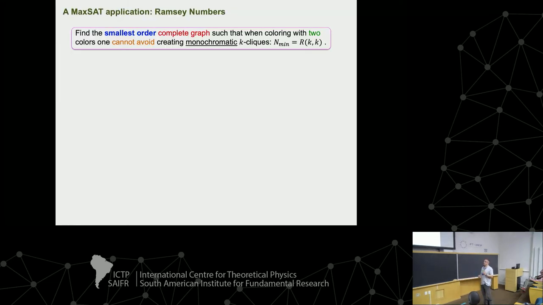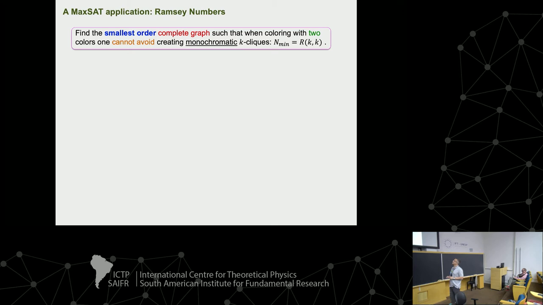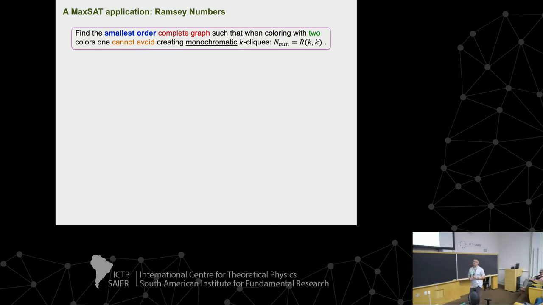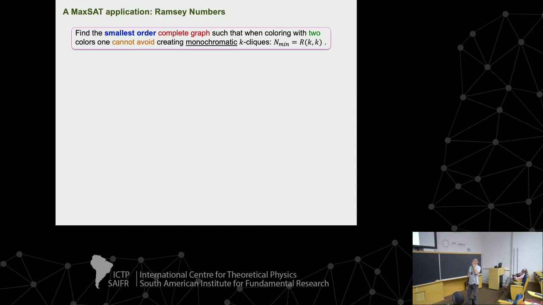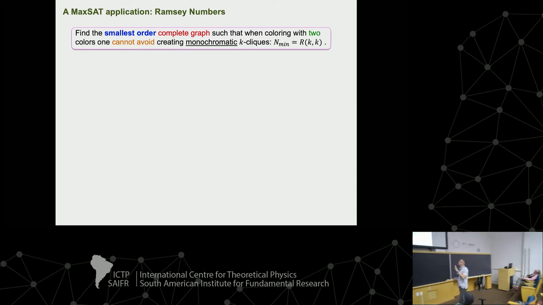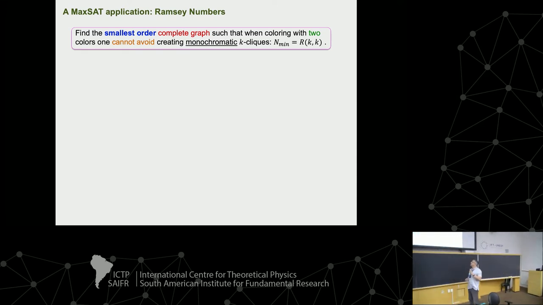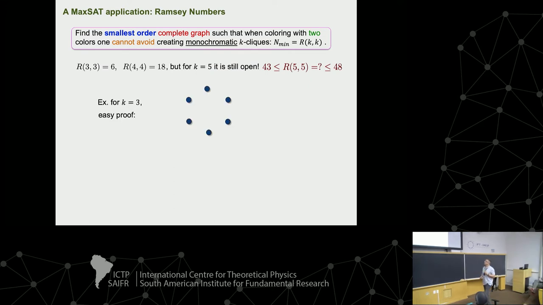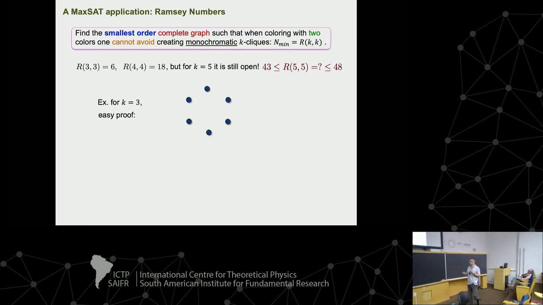Okay. Now an interesting application is the MaxSat application to Ramsey numbers. I have 5 minutes, so maybe I'll skip this, or I'll just say it very, very quickly. It's a coloring problem of a complete graph with two colors, and you want to color it so as to avoid creating monochromatic k-cliques, or monochromatic triangles, for example. For K3, it is easy to prove that it's 6. For 5, you find a solution.